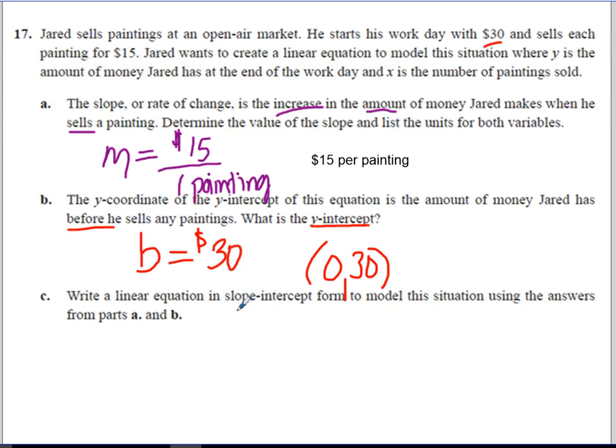So the linear equation for this would be y equals 15 for our slope, x times the number of paintings, plus the $30 he started with. So here's our $15 per painting plus the starting amount. So again, y equals mx plus b form.